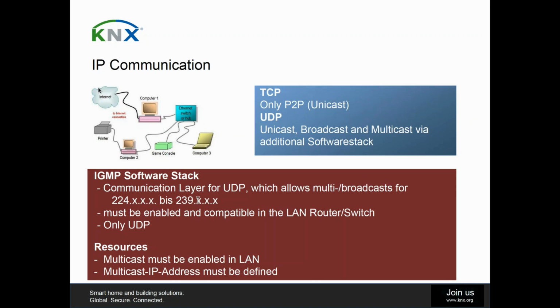So first, it's of course very important if you do a routing in your network, a KNX IP routing over your normal infrastructure, it must be possible to do multicast. So this IGMP software stack must be possible with your LAN router. And then of course the multicast IP address must be defined.